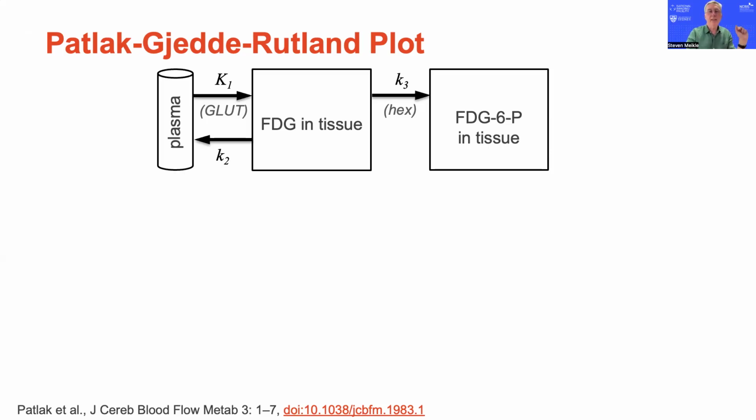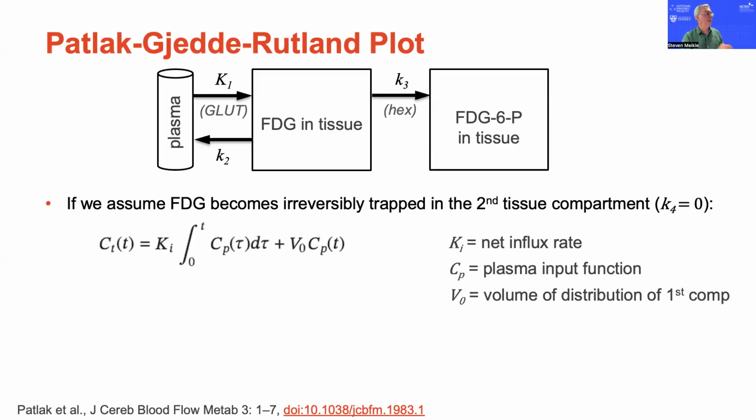Right, so there's our two tissue compartment FDG model, and we're going to assume for the purpose of this plot that K4 is 0. That's actually a fundamental assumption of this method. So if K4 is 0, as I said before, the tracer is going to accumulate in that terminal tissue compartment. It's got nowhere to go other than into that compartment. If that's the case, then the tracer becomes irreversibly trapped in this second tissue compartment.